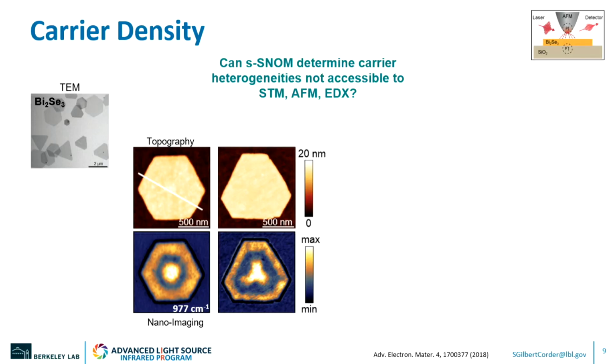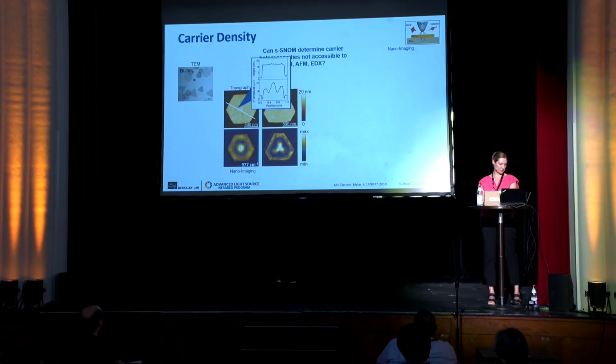And here's a nano-imaging image of two of these particular crystals. There's a topography on the top and the nano image on the bottom. And you can see there's some really interesting patterns here. You get a bright outer ring, a dark inner ring, and a bright core. And that happens for both of these crystal shapes. It doesn't seem to matter what the shape is.